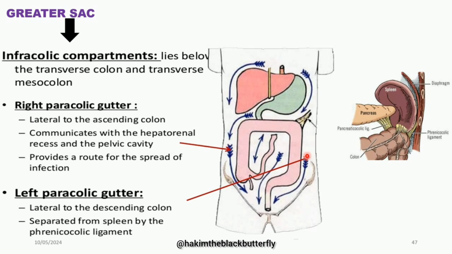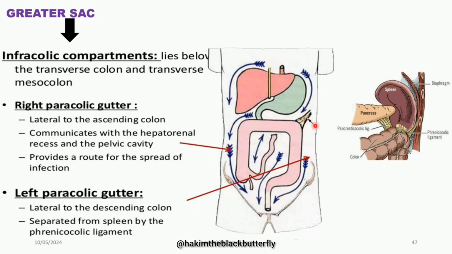Then on the left side, we have the left paracolic gutter. This is going to be separated from the supracolic compartment by a ligament that we call the phrenicocolic ligament. Phrenic means diaphragm. Colic means the large intestine. So it's a ligament that runs from the large intestine to the diaphragm. It's a very important one. It will limit spread of infections from the left paracolic gutter into the supracolic compartment.